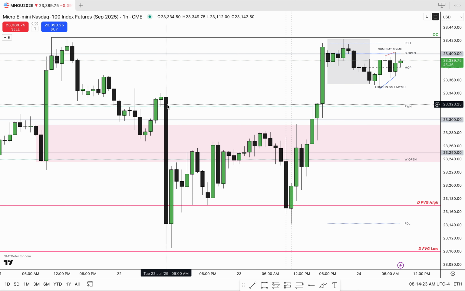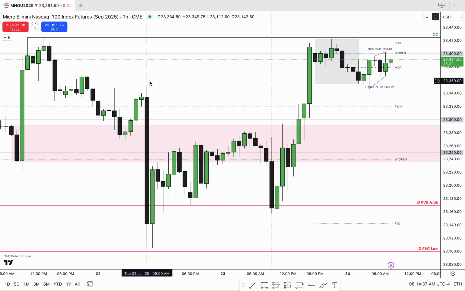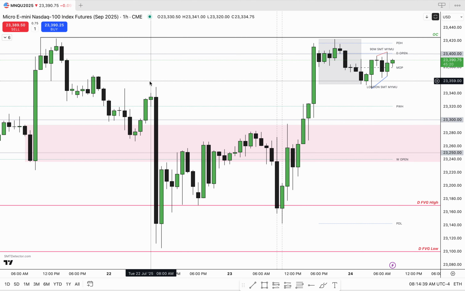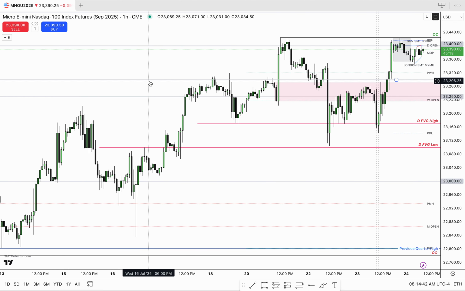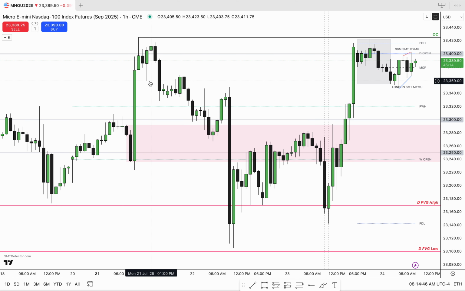Okay, so within a market maker model, you have the left side of the curve, the right side of the curve, and then you have discount arrays, premium arrays, then you have points of interest. So in order to find the best points of interest, you want to use arrays from the opposite side of the curve.